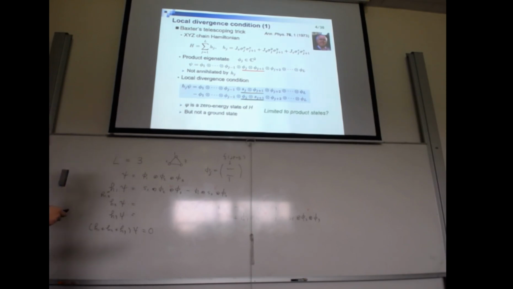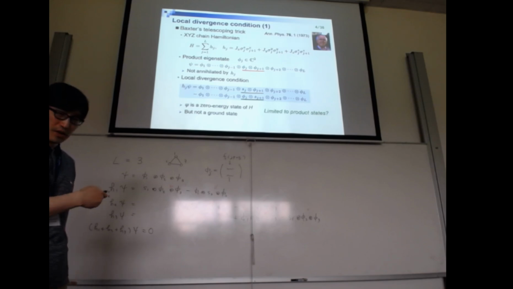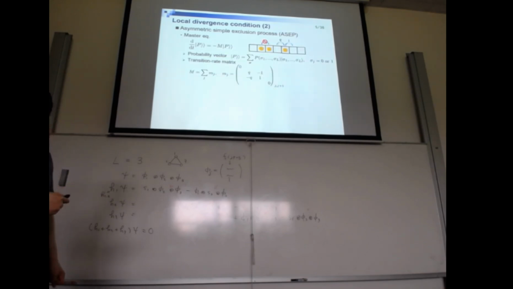Okay, and anyway, so the question I want to ask now is if it's limited to product state or not. And the answer is actually, you can generalize the idea to matrix product state. And this was actually done in the context of stochastic processes like asymmetric simple exclusion process, which is called ASEP for short. And this is not a quantum model, it's rather a classical stochastic process.